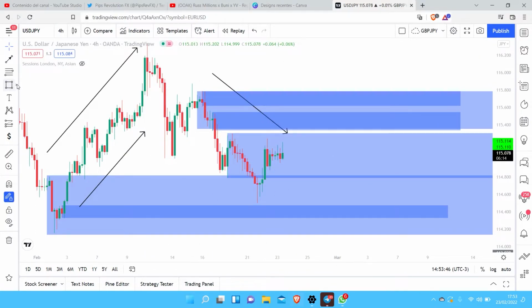If price breaks this zone, this doesn't mean it will go to the upside, it just means that we'll search for some liquidity in this zone. And we can have two options: either the price will search for liquidity and go to the downside and continue the bearish movement, or price will break this zone right here and will go to the upside.